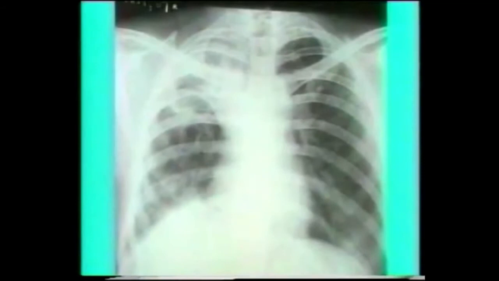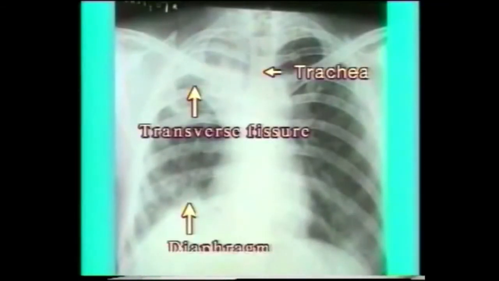This X-ray shows very dense fibrosis in the right upper lobe, and it has pulled all the structures towards it. The trachea is pulled to the right, and the transverse fissure and the diaphragm are pulled up.